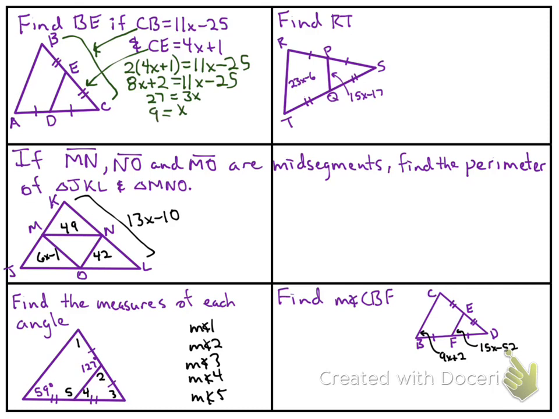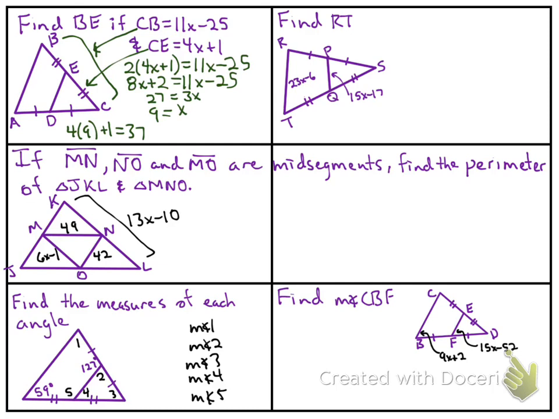But we're looking for BE. Now, BE is either half of CB, the whole thing, or it's equivalent to CE. So either one would work. If we did the 4x plus 1, we would do 4 times 9 plus 1. That's 36 or 37. That would work.